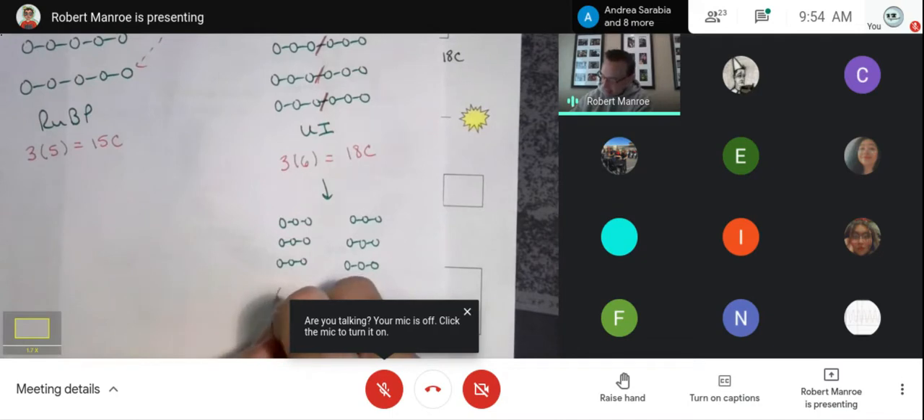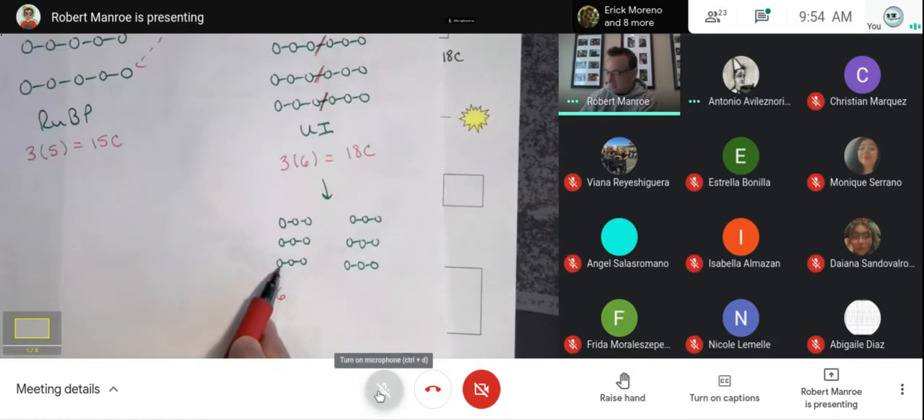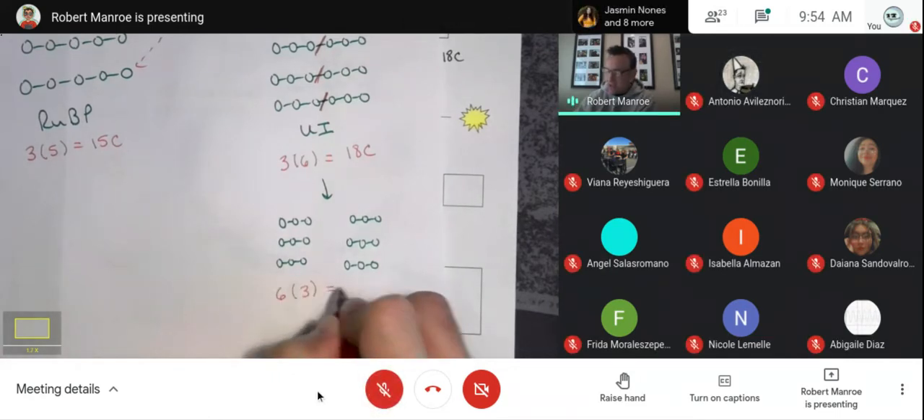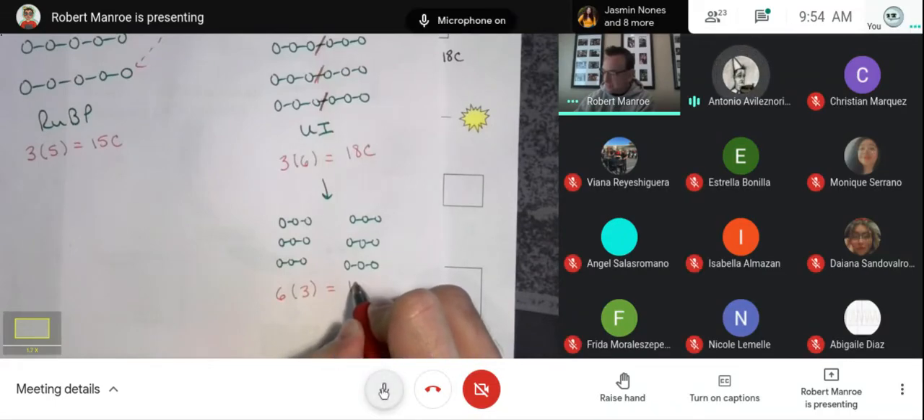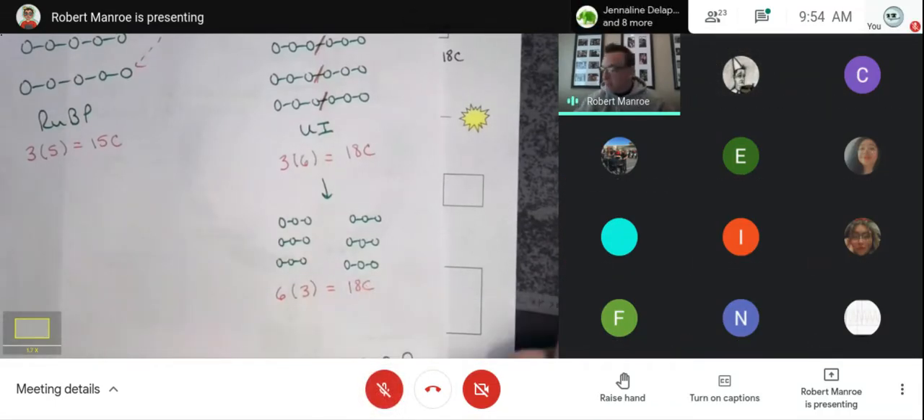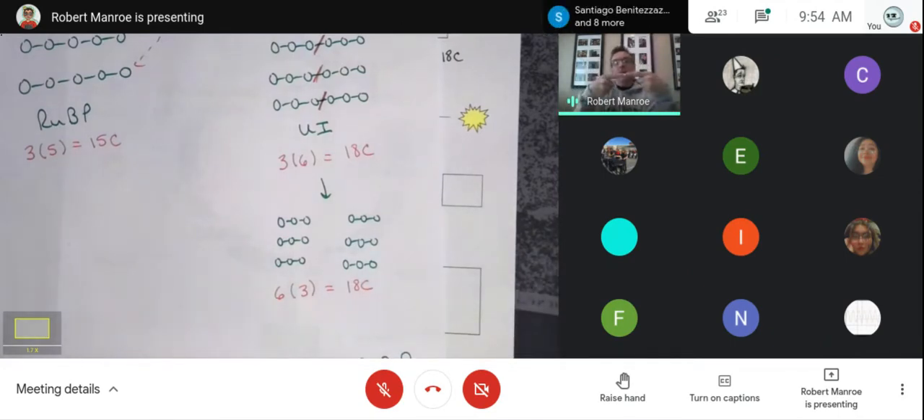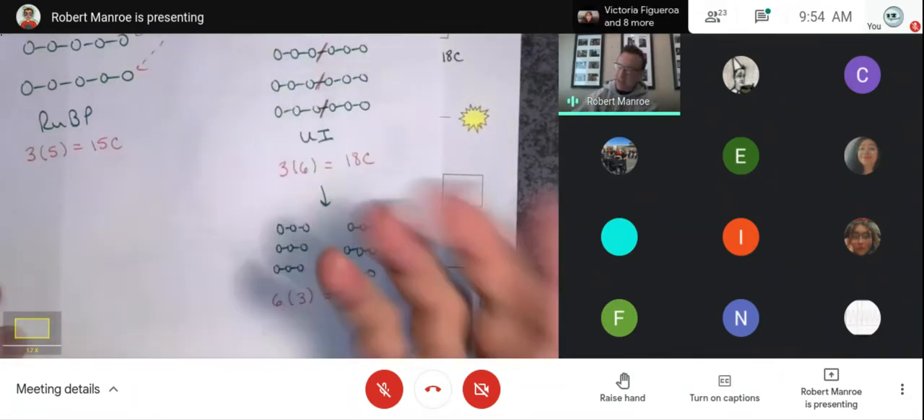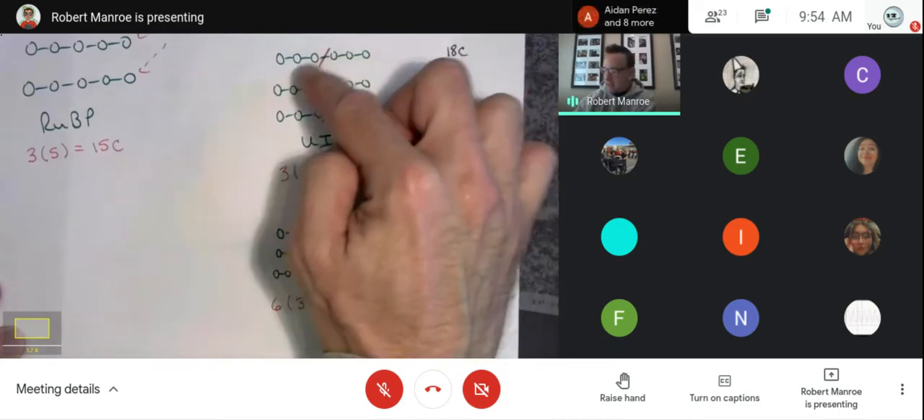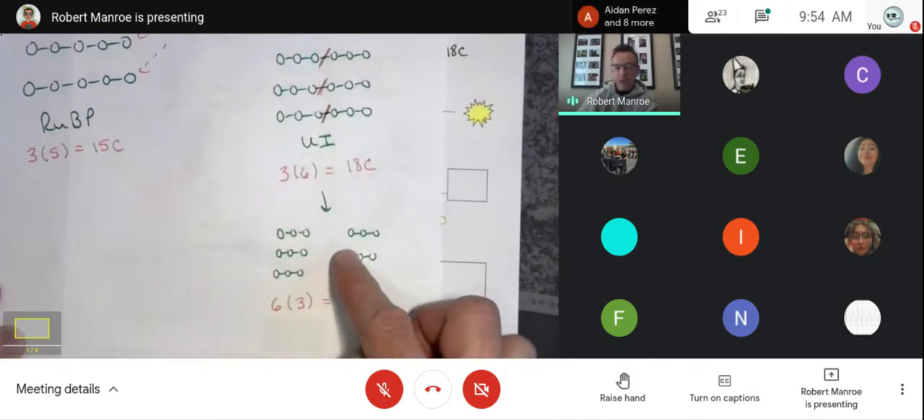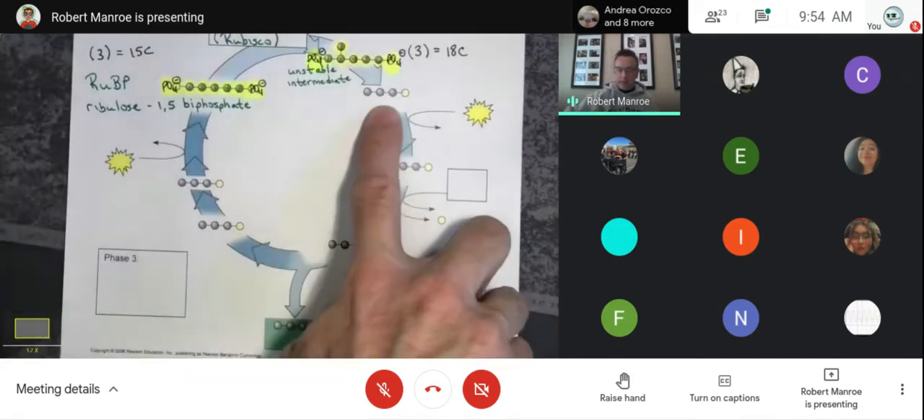So now you have 6 of these molecules. How many carbons each? 3. 3 for a total of how many carbons total? 18. So has the number of carbons changed? No, there's no change here at all. All you did was you took a 6 carbon chain and cut it in half. Well, you didn't cut it, they broke apart because they're unstable. These unstable molecules broke apart into these 3 carbon compounds. Okay, so that's what he's showing here.